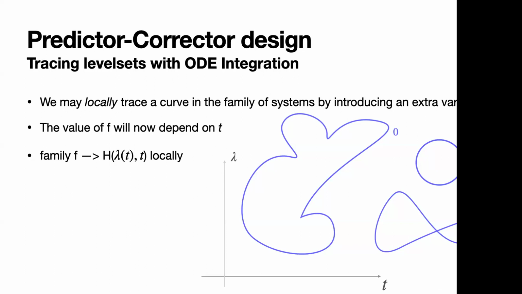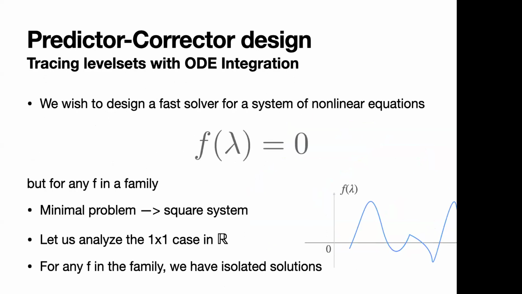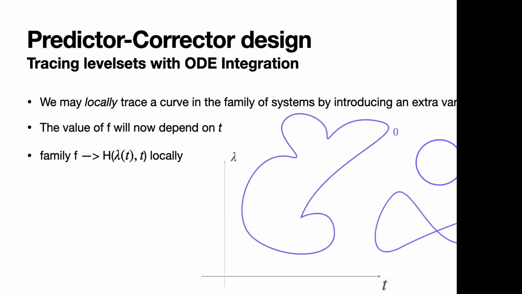Okay, so you have a family f. And now locally, instead of using the same symbol, you can call it h, right? So if you parameterize that family of polynomials or family of functions by t, now you can write it, instead of this system f of lambda equal to 0, as h of lambda and t. And this only works locally. So this h is like the f, but with the t in it.